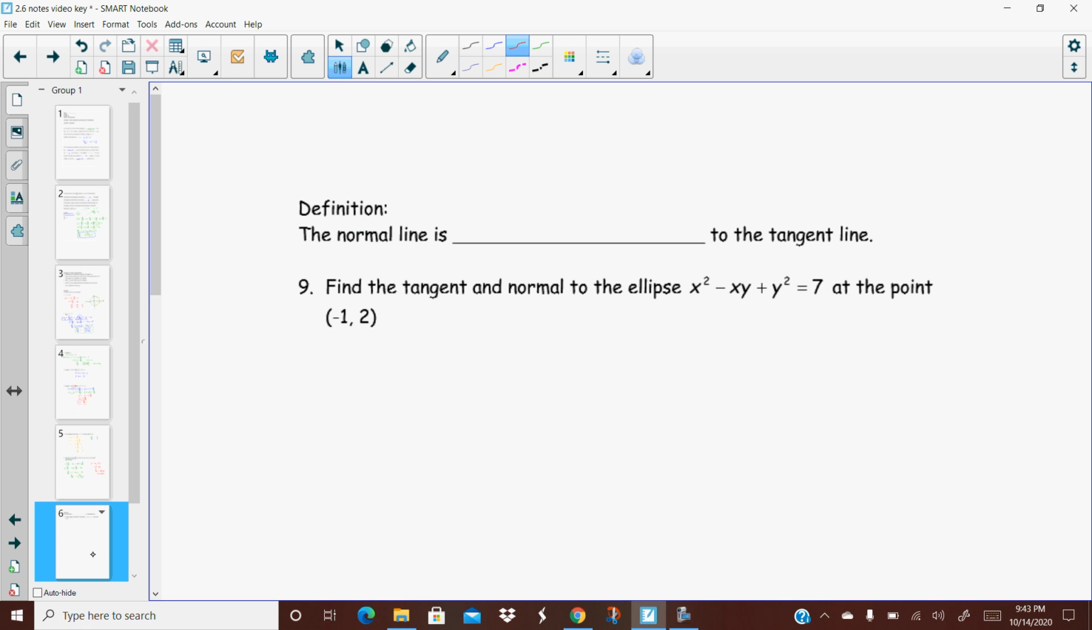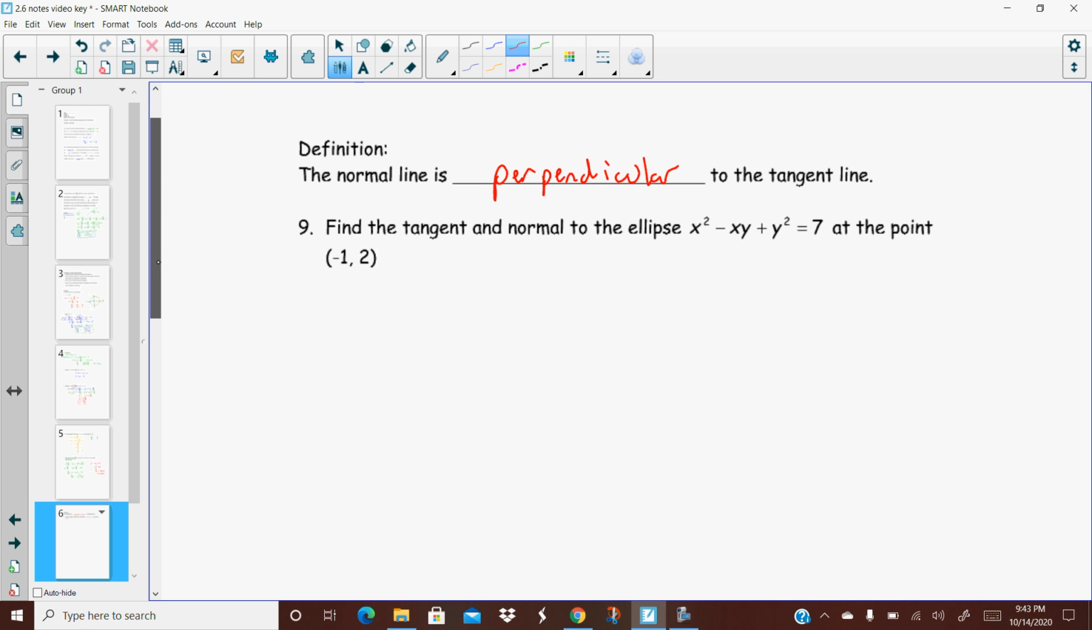Okay. Definition, something that you may or may not know. The normal line, not the tangent line, the normal line is perpendicular to the tangent line. So a normal line is perpendicular to a tangent line. So we want to find the tangent line and the normal line to the ellipse, which is given as x squared minus xy plus y squared equals 7 at the point -1, 2.